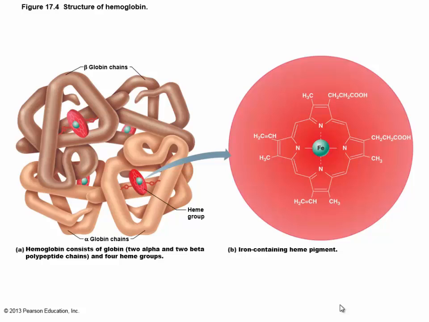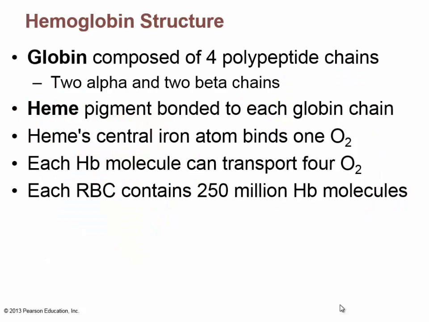So how many oxygens can 1 red blood cell carry? 250 million times 4. It is 1,000 million, which is a billion. 1 red blood cell can potentially carry up to 1 billion oxygen molecules. Now, it doesn't always max out at 1 billion. You'd have to be breathing in pure oxygen all the time. But it can potentially hold a lot of oxygen for 1 red blood cell.